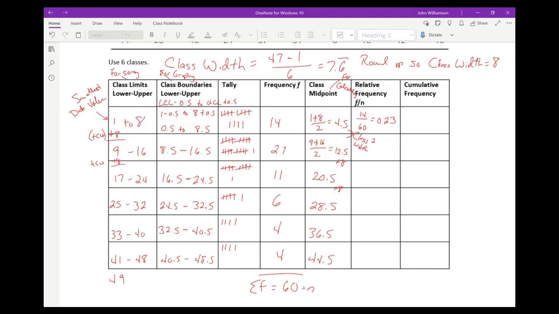8. So the next one, we had 21. So 21 out of our 60 data values lie between 9 and 16. And so we do that, and we get 0.35. So the reason why we calculate these relative frequencies, it's going to come back again in Chapter 4 when we start talking about probabilities.